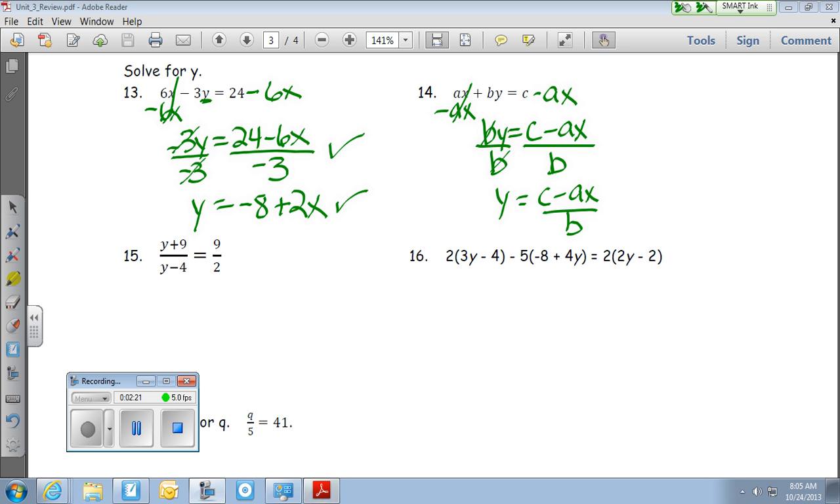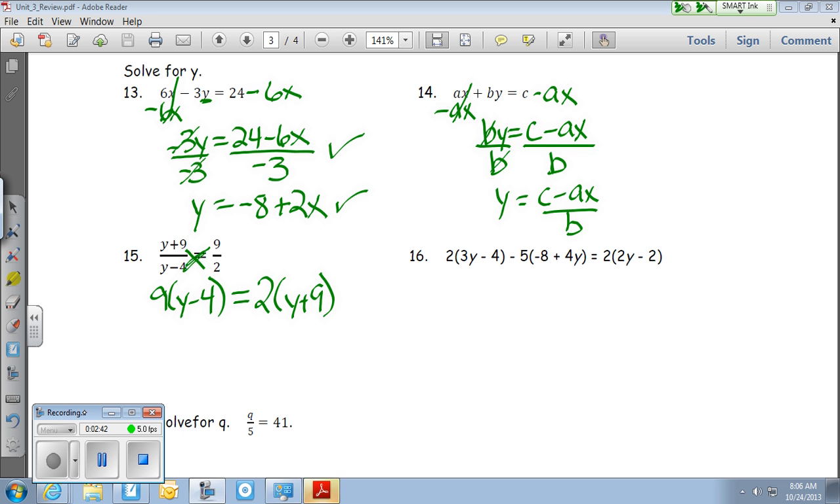All right, number 15. I think what I would do is what we were doing with proportions, doing my cross product. So I'm going to do 9 times y minus 4 with that cross product right there is equal to 2 times y plus 9. And then I'm going to distribute. Get 9 times y is 9y, minus 36. Don't forget that sign right there. And then I get 2y plus 18.